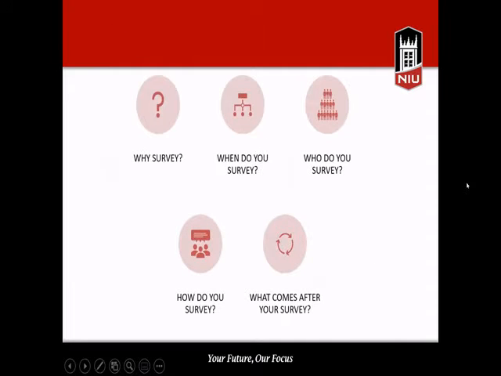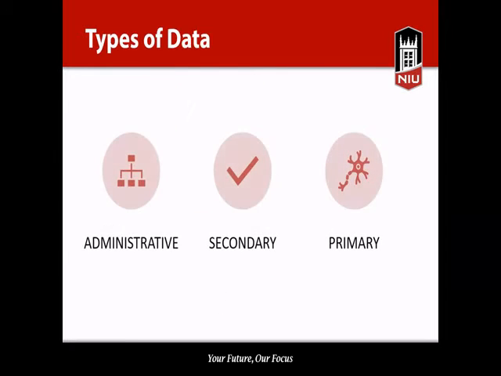I took this straight from Sam's description. Why survey? When do you survey? Who do you survey? How do you survey? And then what comes after your survey? So I'm going to use the exact same framework. But to start, I think it's really important to think about 3 types of data that exist in any organization, and that's administrative, secondary, and primary data. So what does that mean?